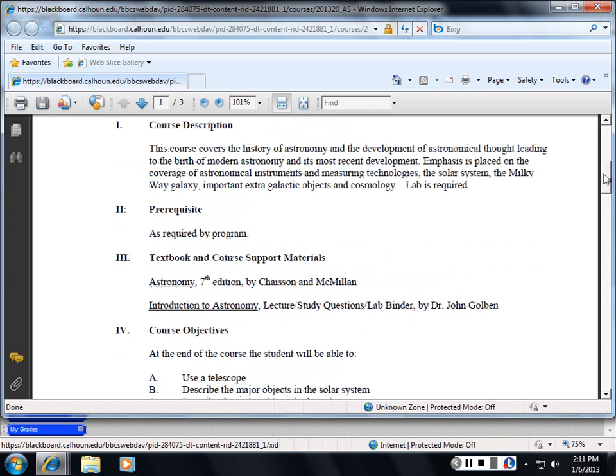This course covers the history of astronomy and the development of astronomical thought, leading to the birth of modern astronomy as the most recent development. Emphasis is placed on the coverage of astronomical instruments and measuring technologies, the solar system, the Milky Way galaxy, and important galactic objects in cosmology. There is a lab required. No prerequisite for this course.